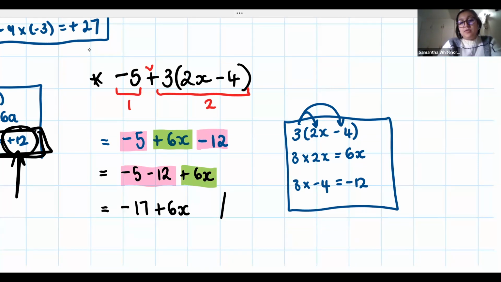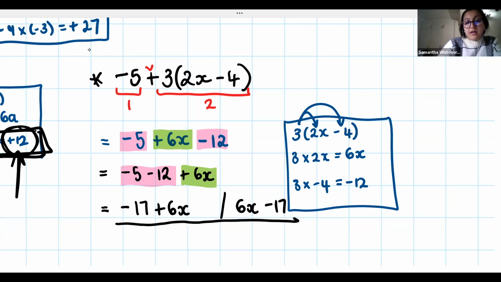Now, guys, if you had written this in another order, so 6x minus 17, that's fine. You still have a positive 6x. You still have the -17. That is absolutely fine. So either one of those would be acceptable. We would have no issues with either of them. But at the end of the day, identify your terms, simplify each term, and then add or subtract your like terms. Nice one, Nompumelelo, well done.